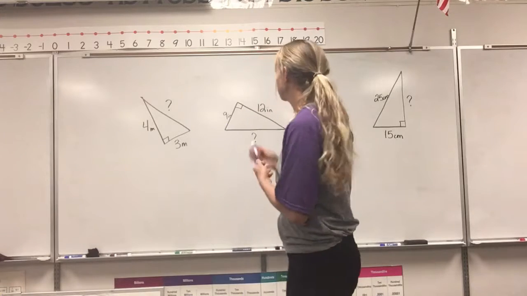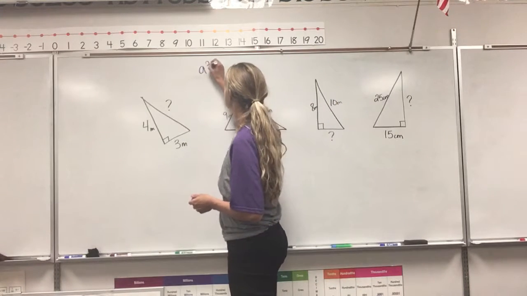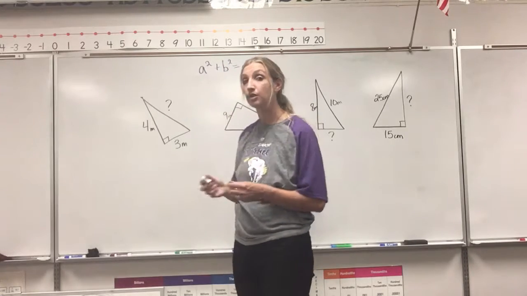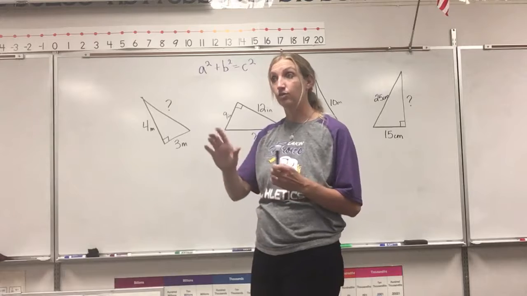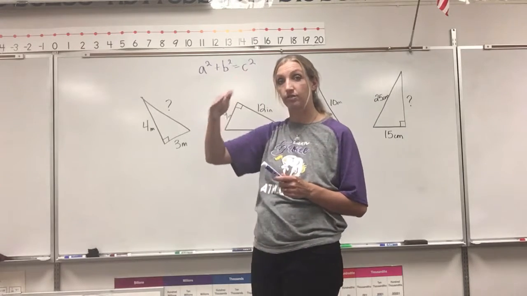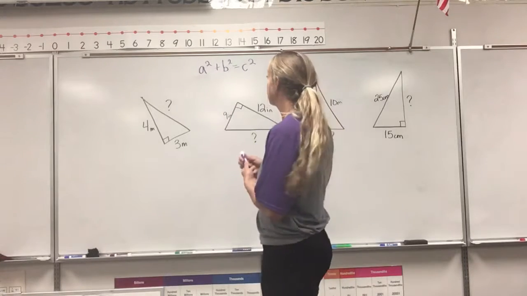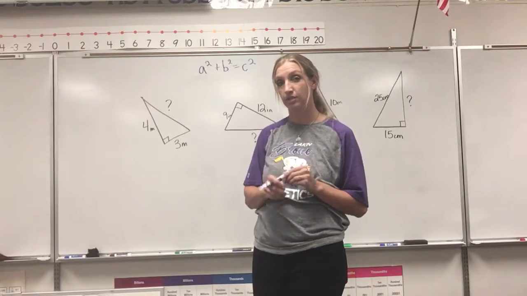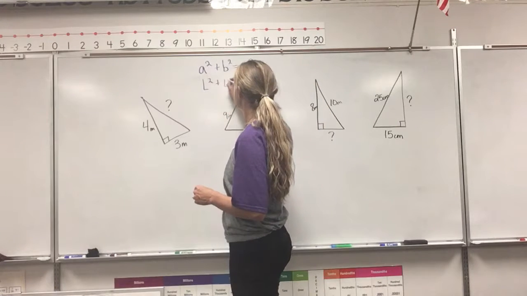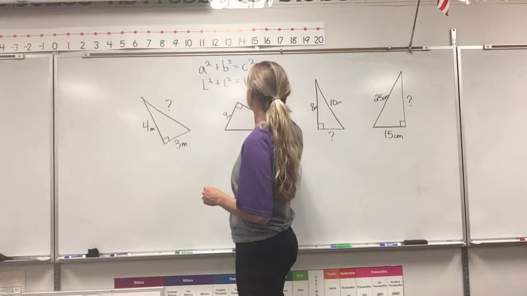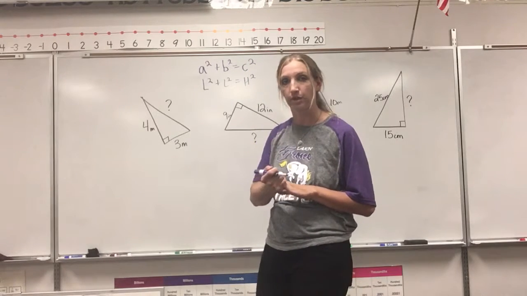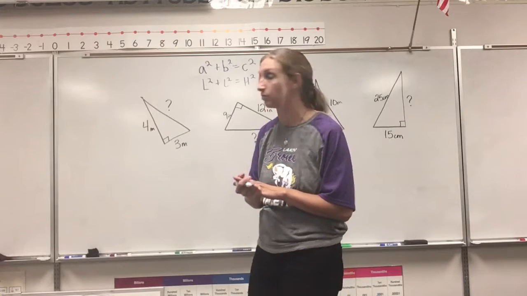So let me remind you that the Pythagorean Theorem is a squared plus b squared equals c squared. And a and b are going to be your legs. The legs are what form that right angle. And c is your hypotenuse, the longest side of the right triangle. Again, sometimes I have students that would rather think of it as leg squared plus leg squared equals hypotenuse squared. It helps them. So whichever way works for you, that works for me.